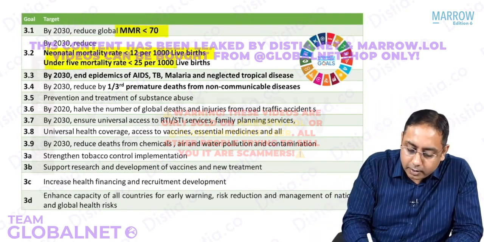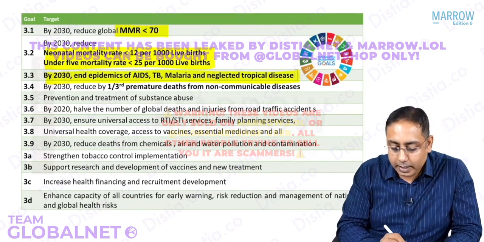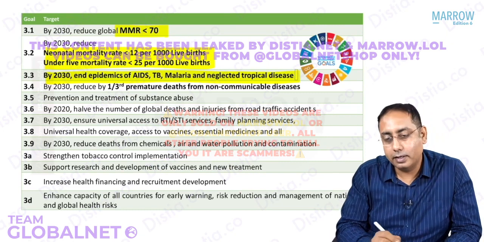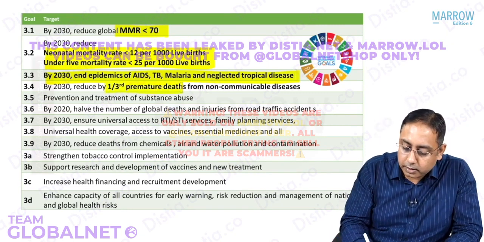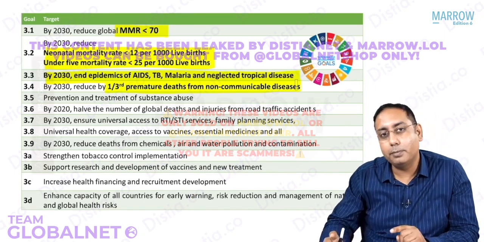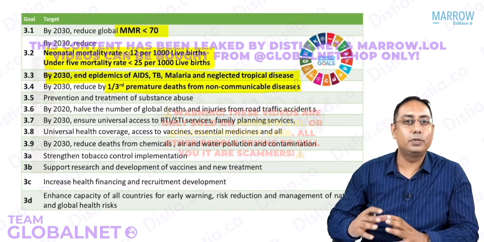You want to reduce under-5 mortality to less than 25, eliminate TB, HIV, malaria, and neglected tropical diseases, end epidemics of these, and reduce premature deaths from non-communicable disease by one-third. So by 2030, we want to achieve all this.